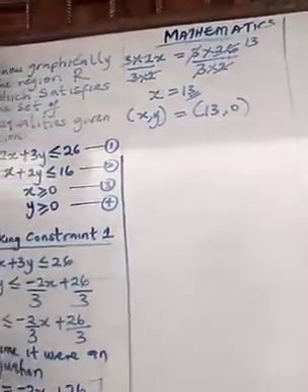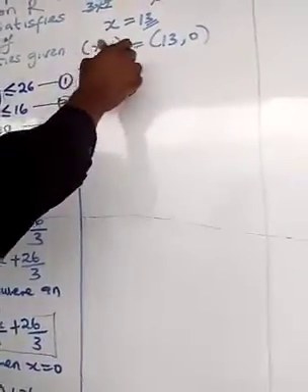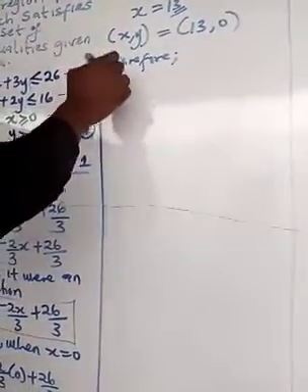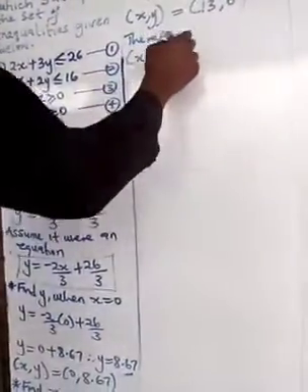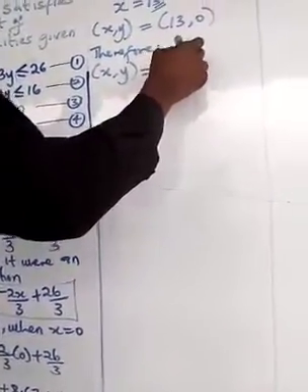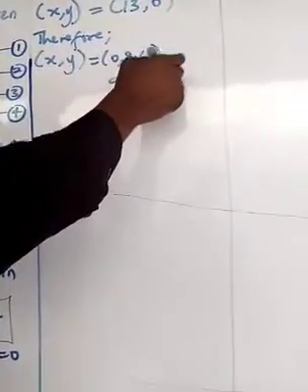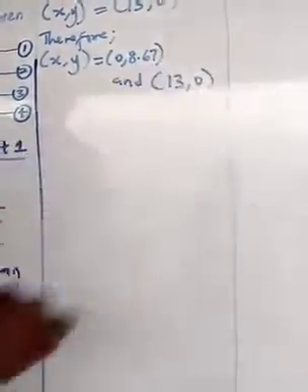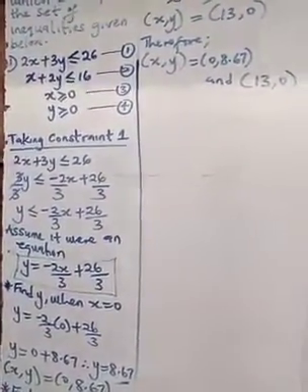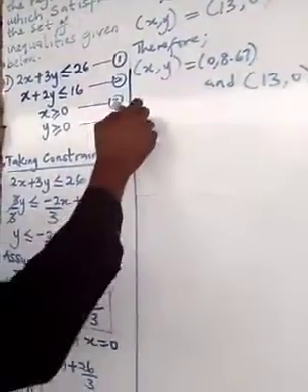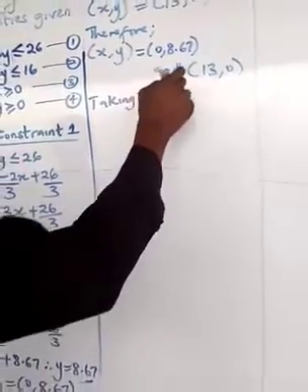Now let's summarize the coordinates for constraint 1. For constraint 1, when x is 0, y is 8.67, and when x is 13, y is 0. Now that's the summary of the coordinates for constraint 1. Now let's take constraint 2.